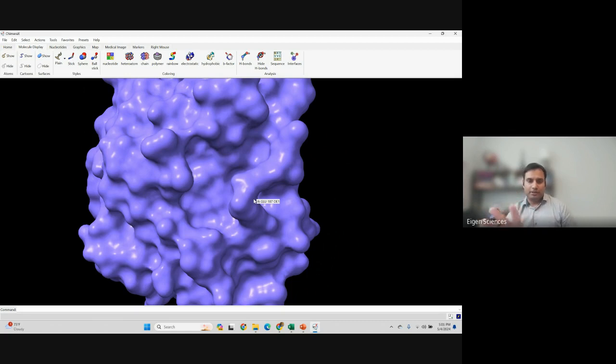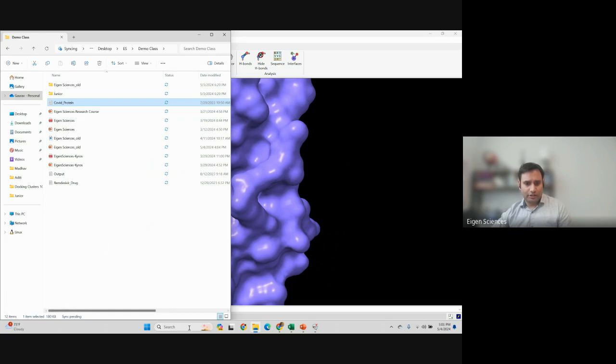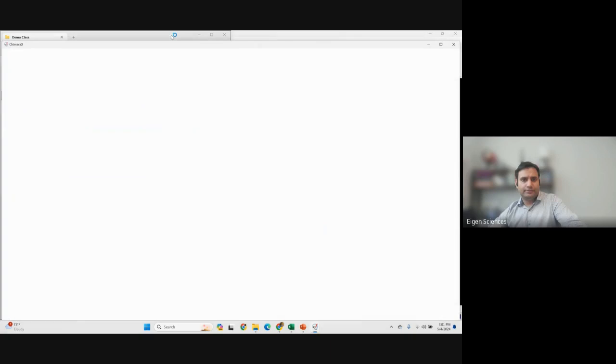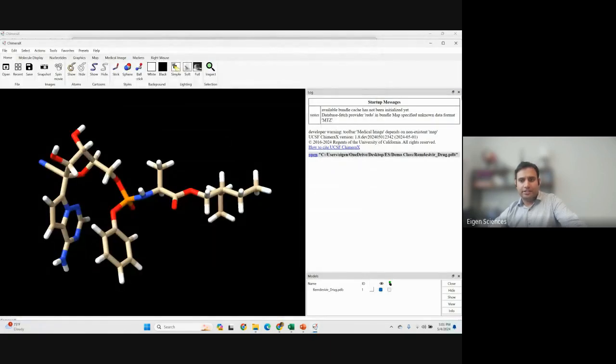So we want to inhibit this enzyme. Okay, so to inhibit this enzyme, there is already a drug that has not been discovered by me, but it was discovered by FDA, Food and Drug Administration, and that drug is called remdesivir. So let me show you that drug, and this is the remdesivir drug.